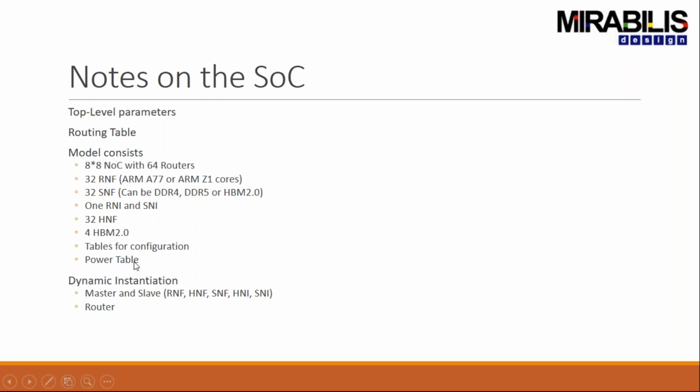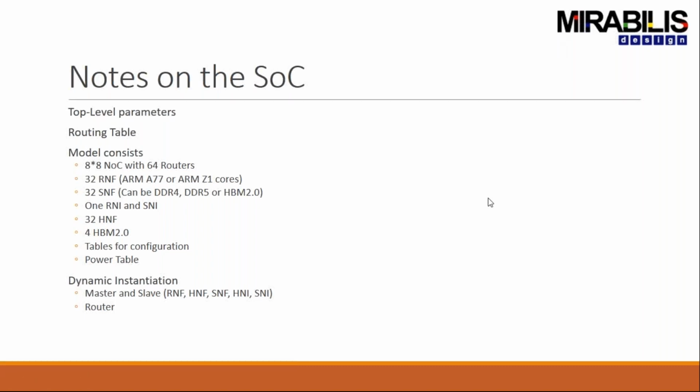One key important thing is that we have even integrated the power table tool. The reason we are using dynamic instantiation is that it has to be dynamic. In the sense that if the user wants to have just 16 RNFs, or 8 RNFs, or 3 RNFs, that has to be done fairly easily according to the user specification. That is why we are making use of a library component known as dynamic instantiation.